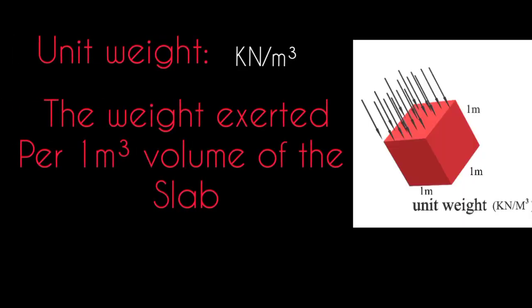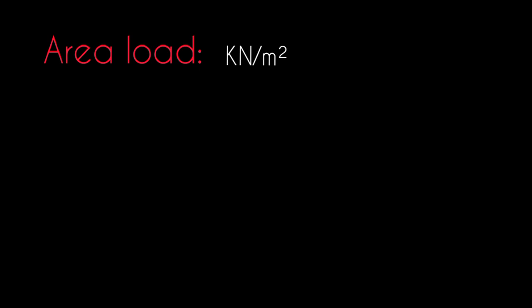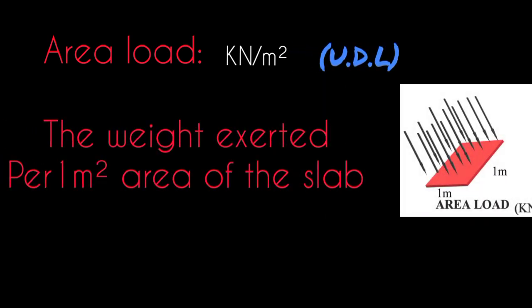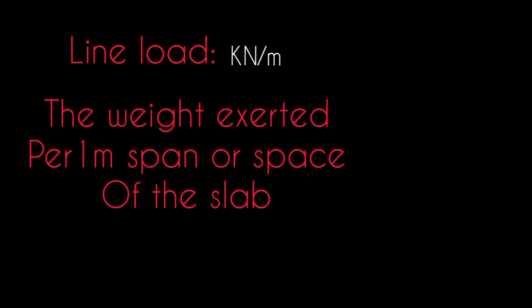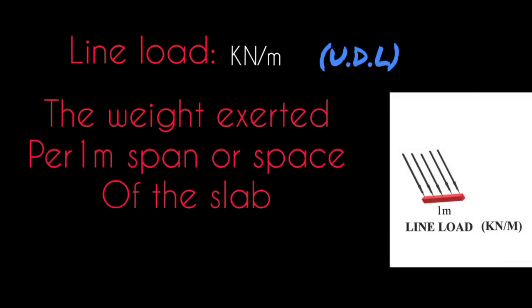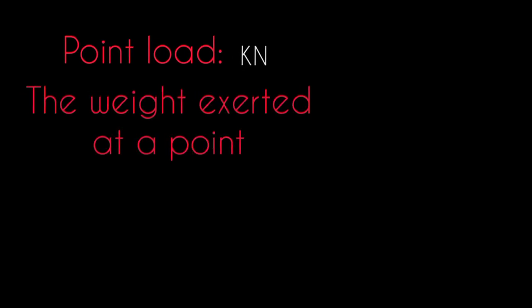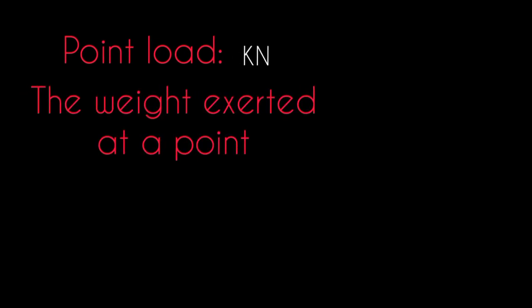Having understood that, we know that unit weight is the weight exerted for every 1 meter cube volume of the slab, while area load is the weight exerted for every 1 meter square area of the slab. Line load is the weight exerted within every 1 meter span of the slab. And lastly, point load is the weight exerted at a point.